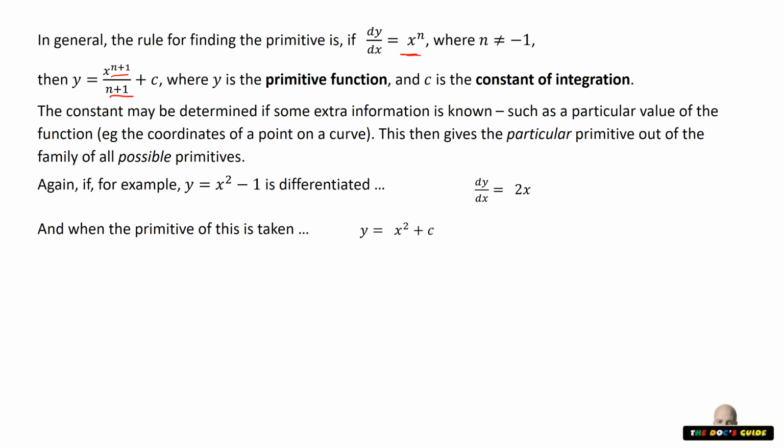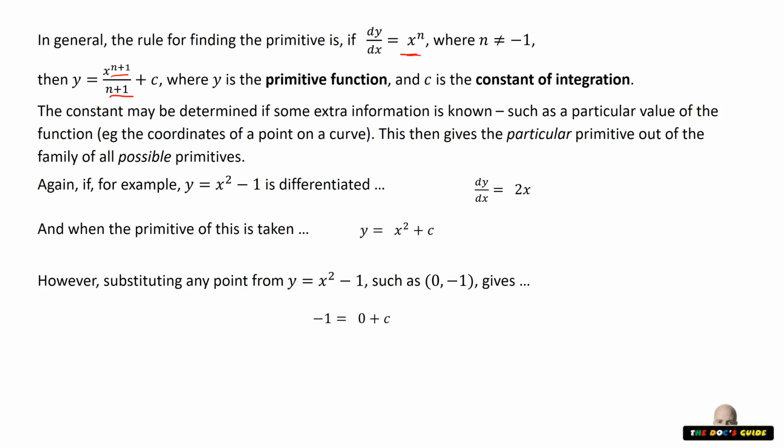But if we know that the original curve had to pass through a particular point, then we can substitute that point in and find what the value of c actually is. We know that x squared minus 1, for example, has its vertex at 0, minus 1. So if we plug that pair of values into y equals x squared plus c, we get that minus 1 equals 0 plus c, so c equals minus 1. So the actual curve, which is the one out of the family of primitives, is y equals x squared minus 1. It actually sounds a lot more complicated than it is.